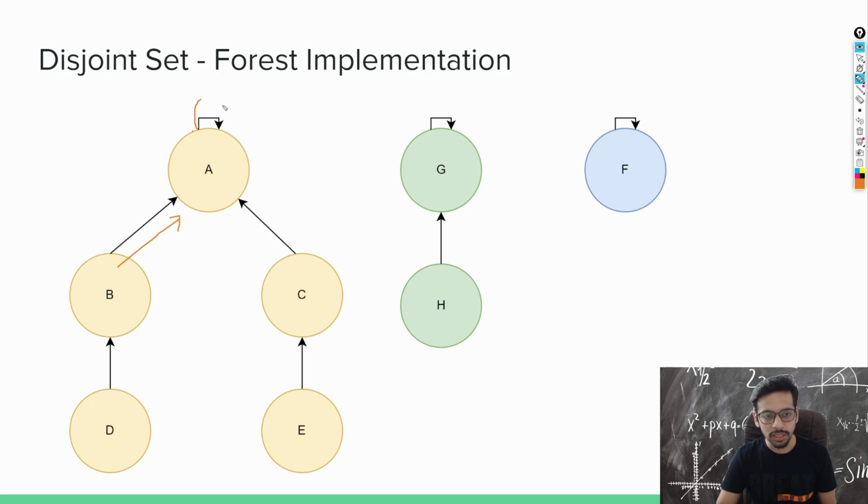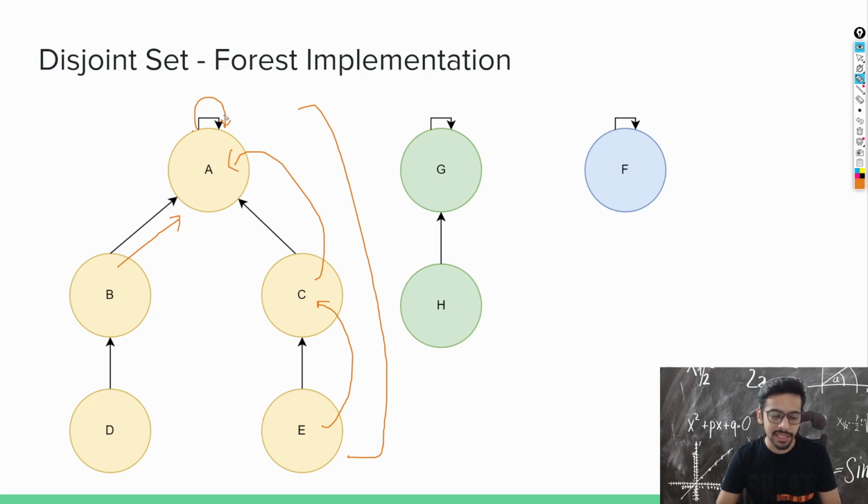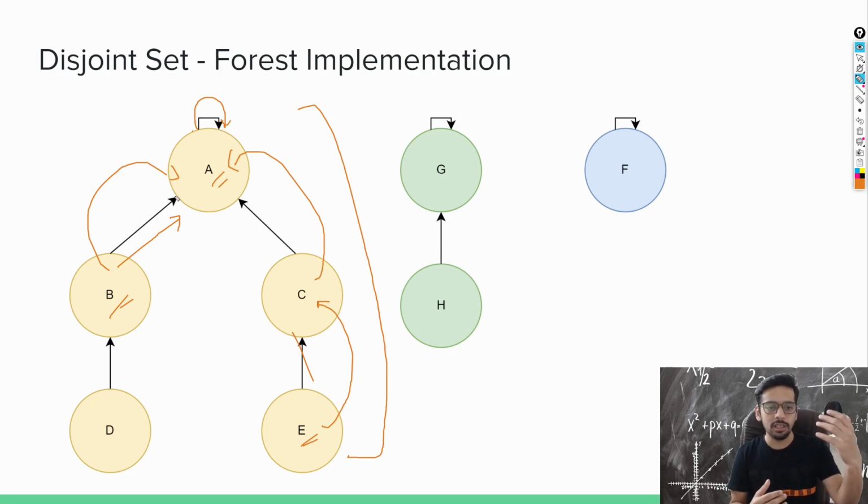Every node has a parent pointer, and even the representative nodes have a parent pointer, but they point to self. So for this particular set S1, for find of E, you will go to the parent of E, which is C. Then you'll go to the parent of C, which is A. And since the parent of A is itself, that means it's the representative, and find of E is actually A. Similarly, find of B is A. All you have to do is keep traversing the parent pointers whenever you are asked to do a find operation.